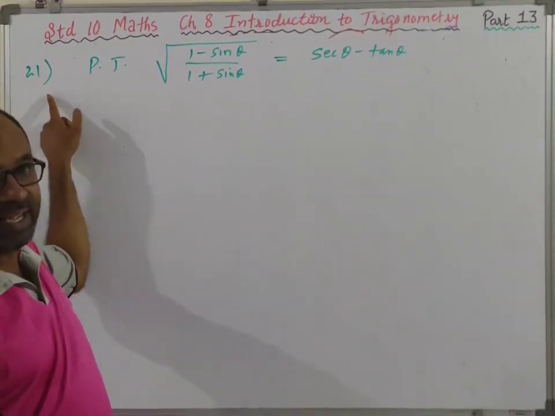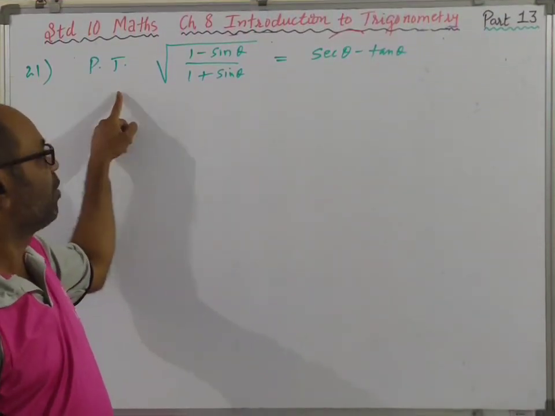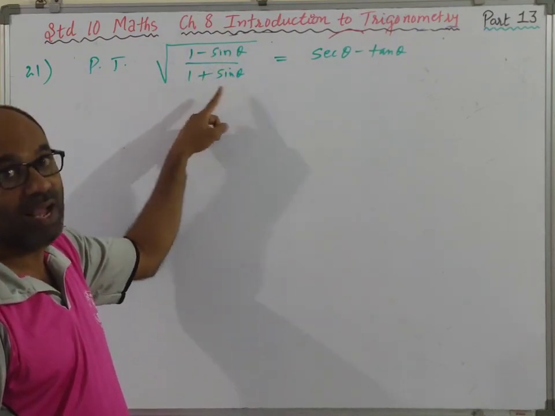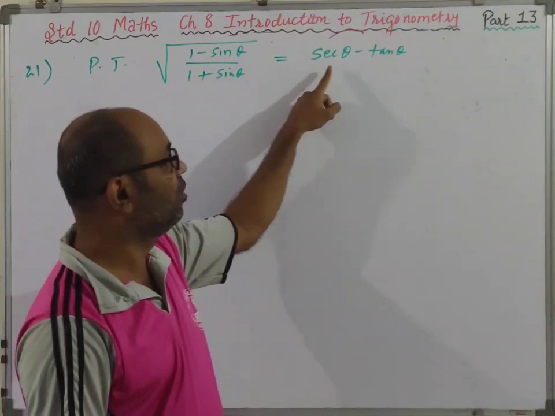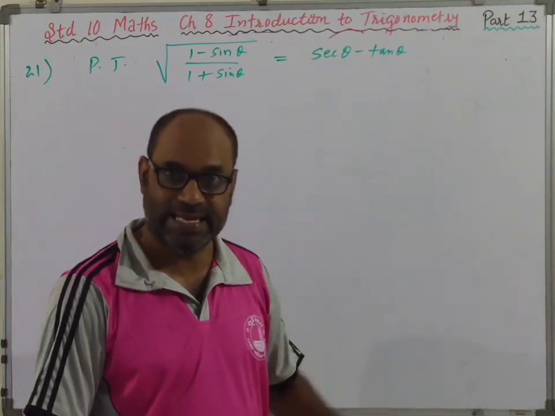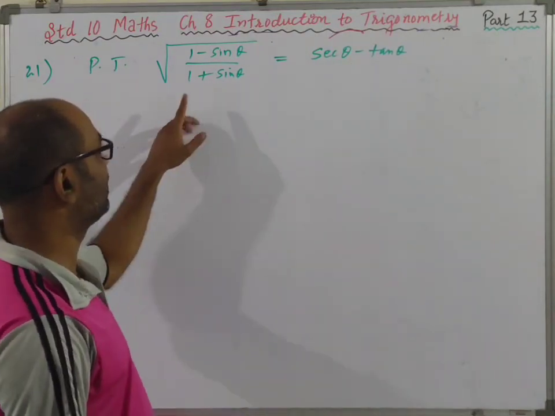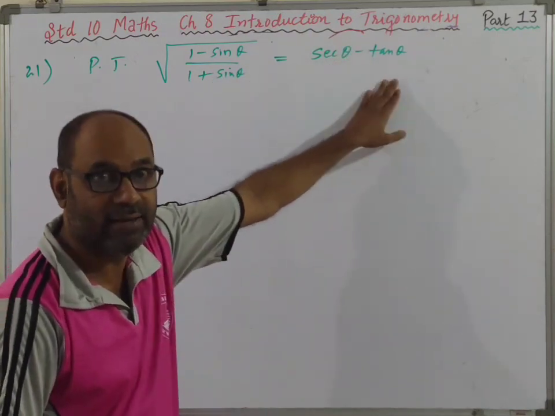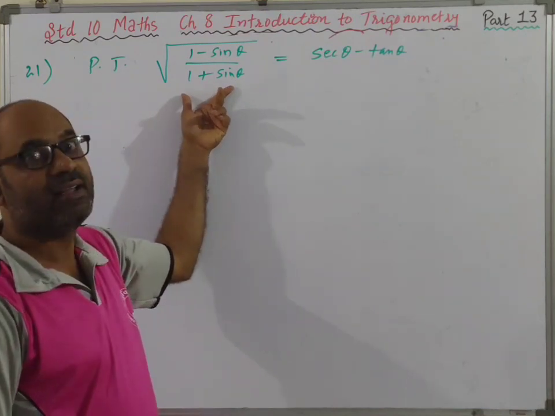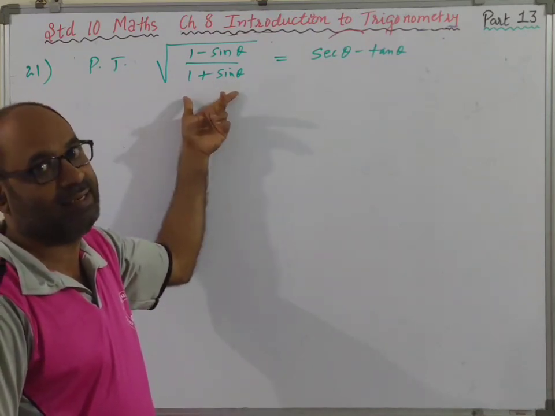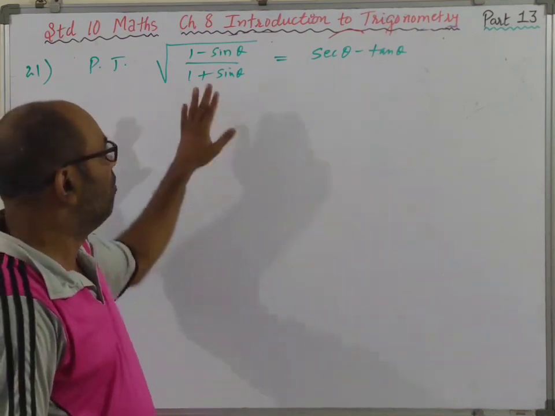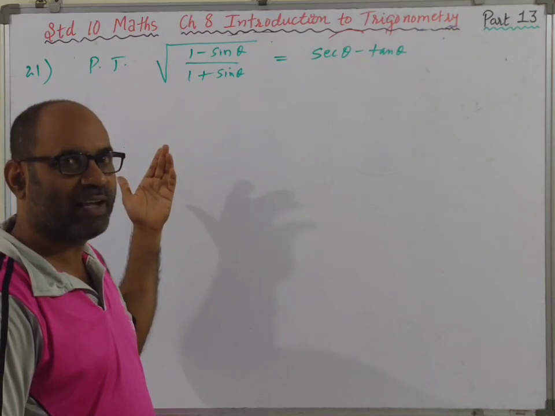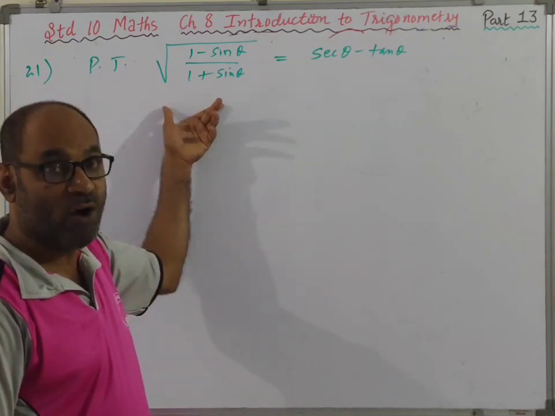All right, moving on to the next one. It is 21st one. Prove that square root of 1 minus sine theta whole upon 1 plus sine theta is equal to sec theta minus tan theta. Okay? Now see this. Children, on right hand side you have two trigonometric ratios, sec and tan. And on left hand side it is already the basic one. No cos, but only sine. Okay? So, well, if you pick up left hand side, you can't do anything. But you will have to pick up that because that is the more complex form.